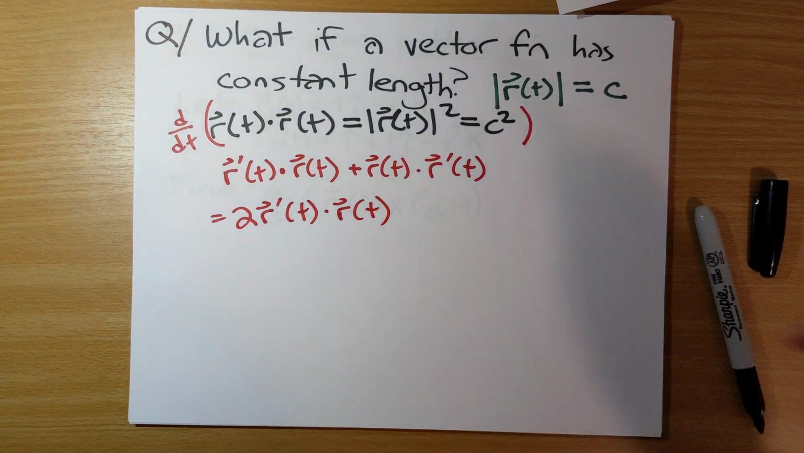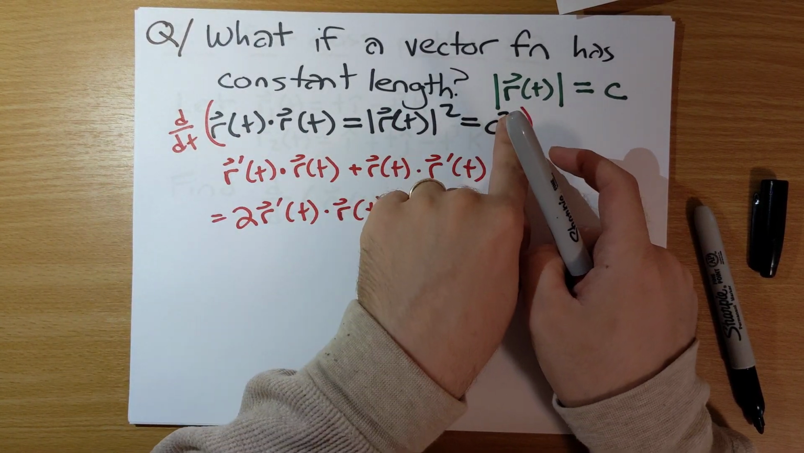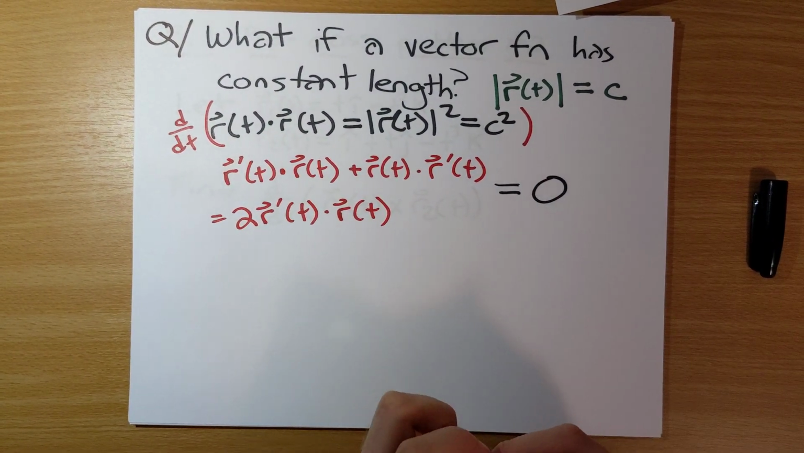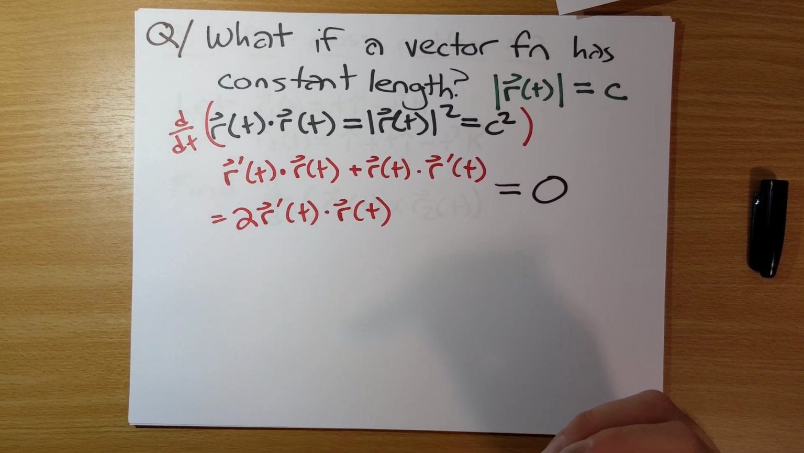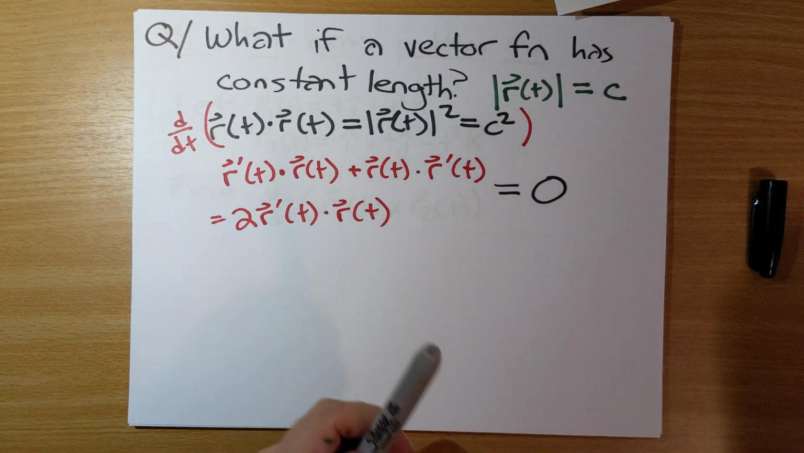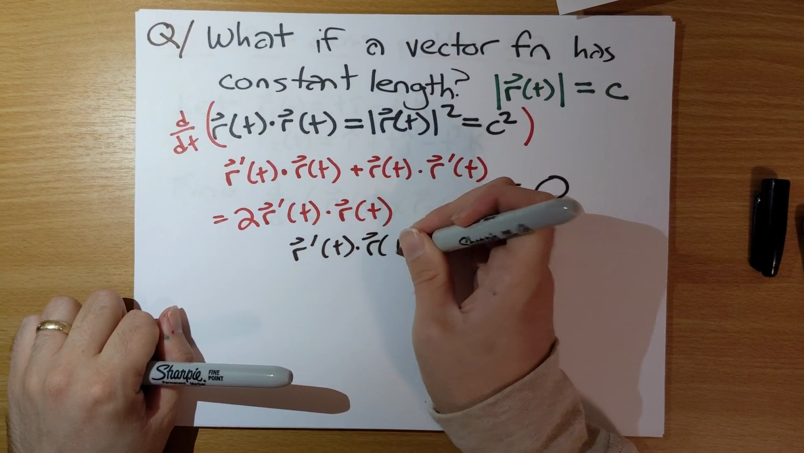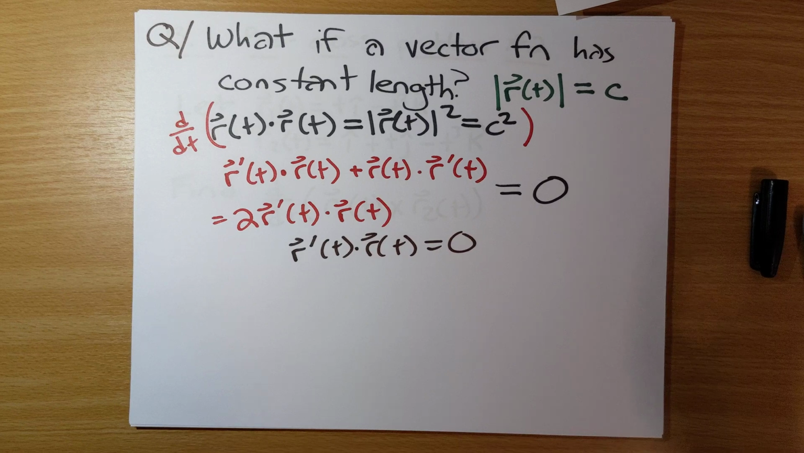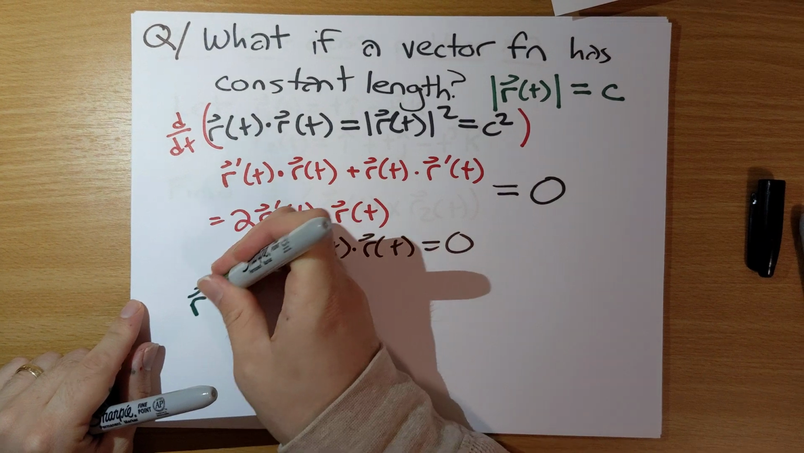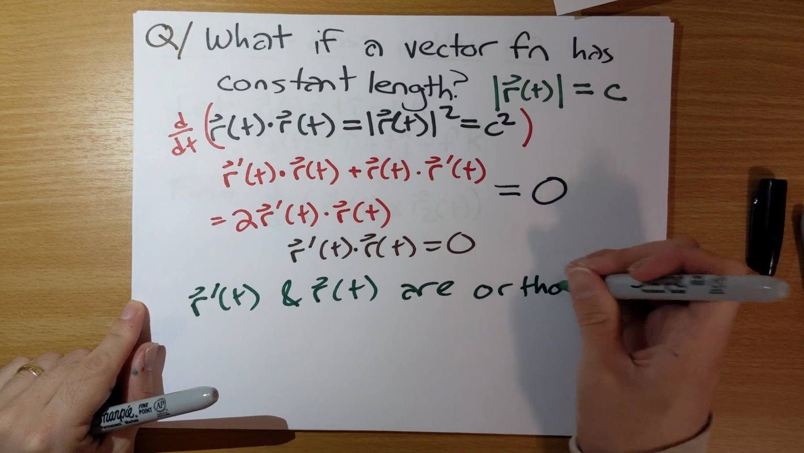But then on the right side of our equation, we have the derivative with respect to t of c squared, and that's a constant. So this is equal to 0. So what's going on here? 2 times r prime of t dot r of t is equal to 0, or, divide both sides by 2, r prime of t dot r of t is equal to 0 here. What can you tell me if the dot product is 0? R prime of t and r of t are orthogonal.